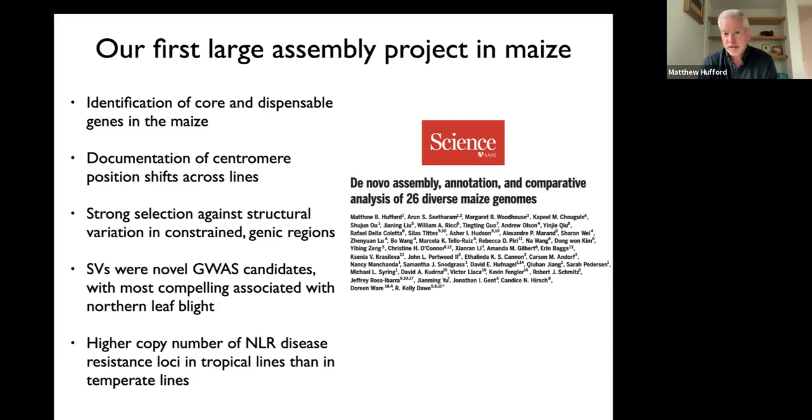And then because we could now count copy numbers of genes, because we had independent assemblies, we were able to see neat patterns like increased copy number of these NLR disease resistance loci in tropical lines, where there's a lot more disease pressure than in the temperate lines of maize. So, just 26 genomes, a small number here, the first handful of genomes that we're generating in one project in maize, are already uncovering some really interesting biology.